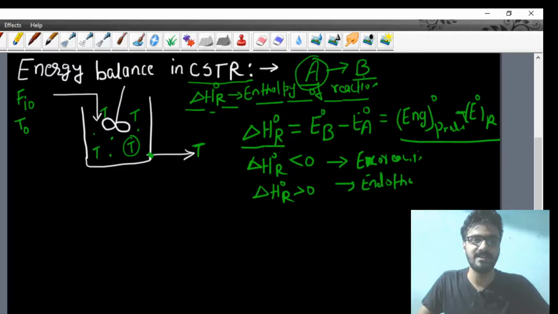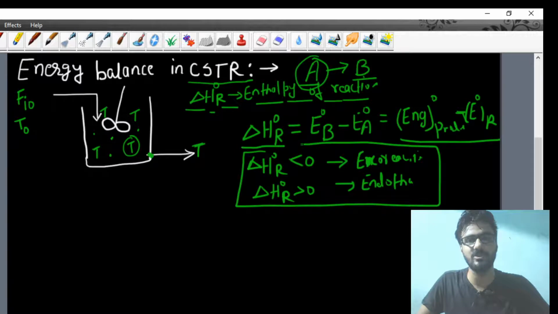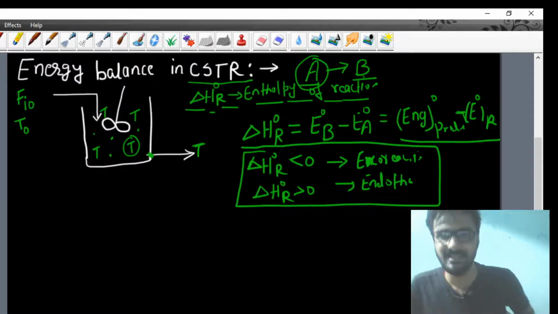Endothermic reaction. These are the basic things that you need to keep in mind for the calculation. Now understand one thing, what's happening here. We have to focus on the energy balance part, because all of this is basic. Now try to understand how this reaction is taking place here.